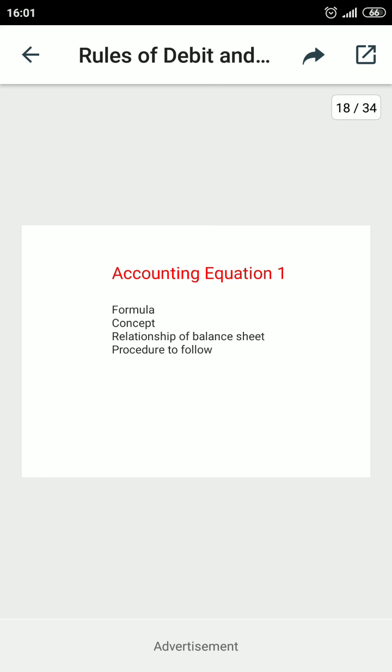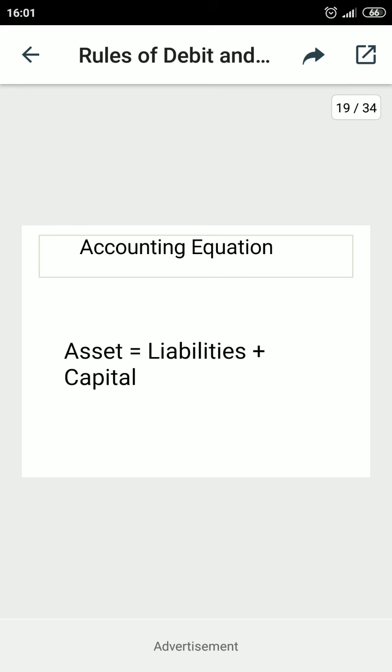Today our learning objectives are the formula of the accounting equation, the concept of the accounting equation, the relationship of the equation to the balance sheet, and the procedures to follow. So first of all, this is the equation.